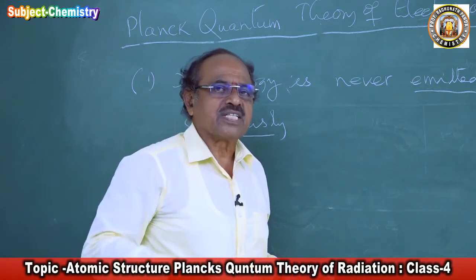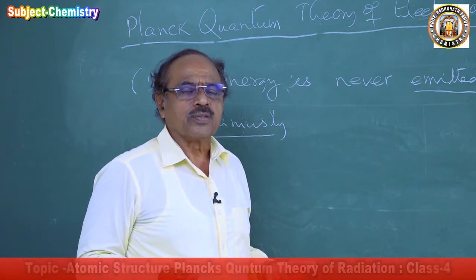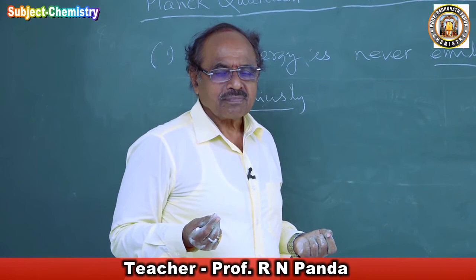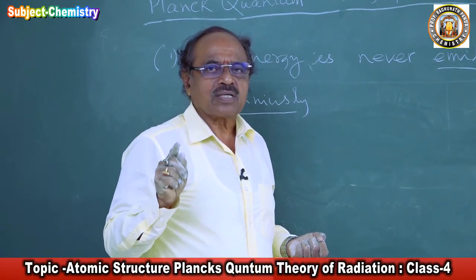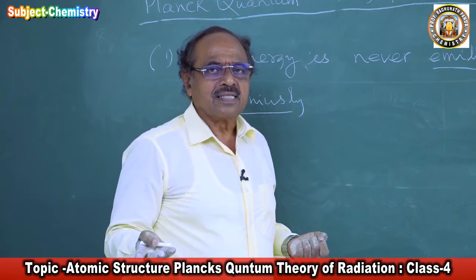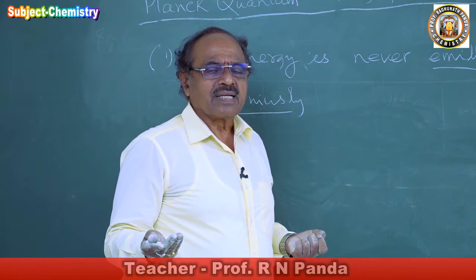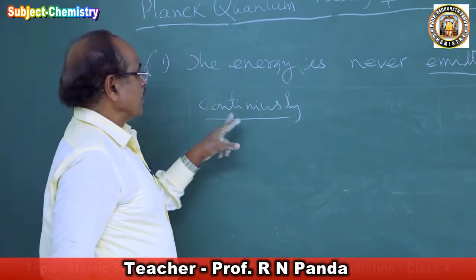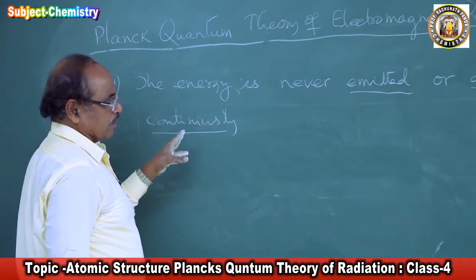The objection to the Rutherford model of the atom was that the electron, while moving around the nucleus, emits energy continuously. That is the objection. He said that objection is not correct, because the energy is never emitted or absorbed continuously.